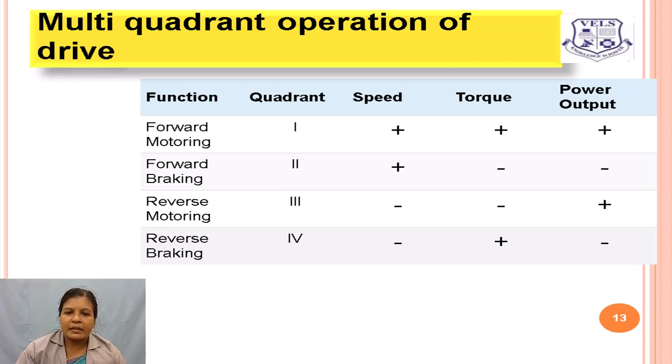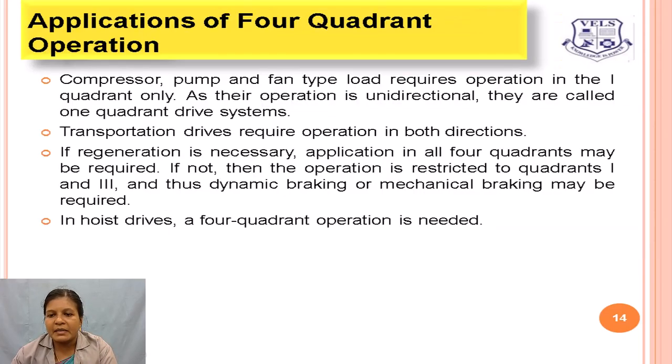In the reverse motoring, that is the third quadrant, the direction of the speed is negative and the direction of the torque is also negative. So negative into negative, positive. So the power developed is positive in the third quadrant. In the fourth quadrant, that is the reverse braking, the direction of the speed is negative because it is involved in downward movement. The speed is considered to be negative here, and since the braking torque is applied in the anti-clockwise direction, the torque direction is positive. So positive into negative, so negative, so the developed power is negative here.